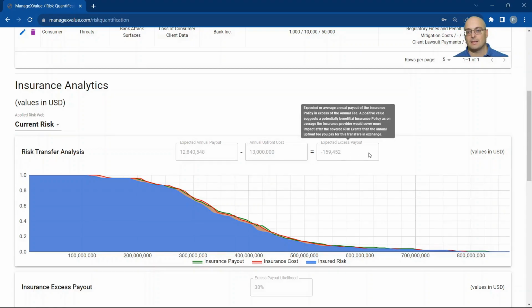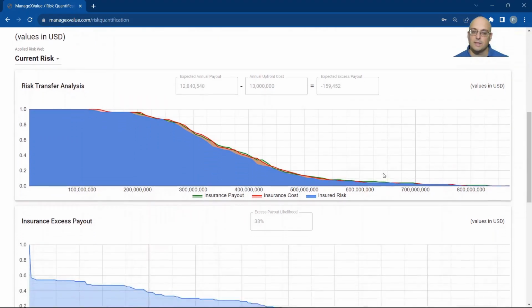So the expected excess payout is a little bit negative, but close to zero, which basically would represent that the insurance policy is priced at a fair value, because zero would be the fair value, in which case the expected annual payout is approximately the same as the annual upfront cost. Of course, this is on an expected basis, so there is the Monte Carlo simulation behind it. However, every year could be different.